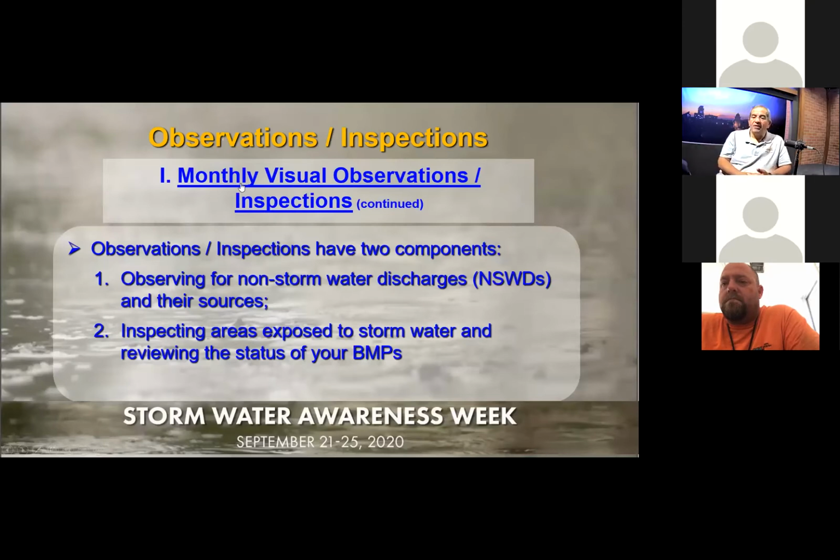You're inspecting exposed areas of stormwater and reviewing the status of your BMPs. So you walk around once a month to look at your best management practices, your BMPs. We talked about that before. Things that you do or things that you build to reduce or eliminate pollutants in stormwater. So take a look at your BMPs. Okay, what do we got? Are they working? Are they okay?